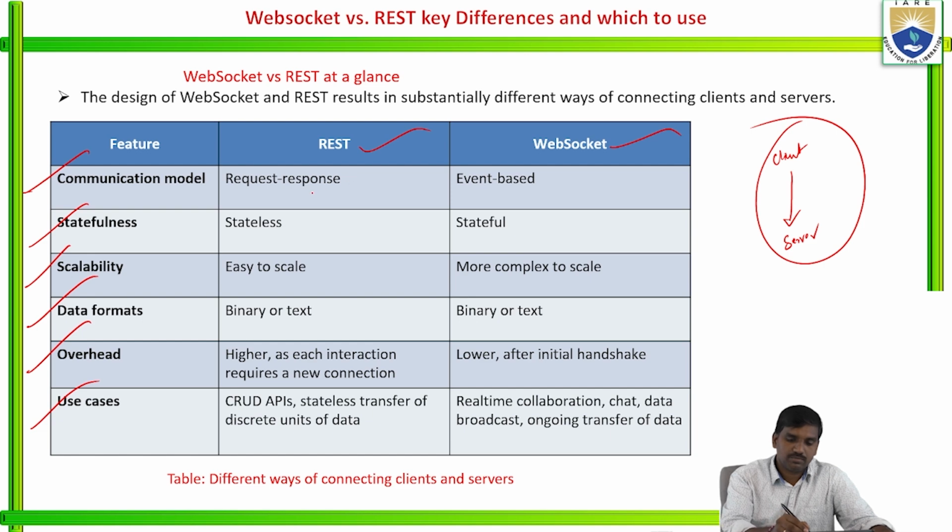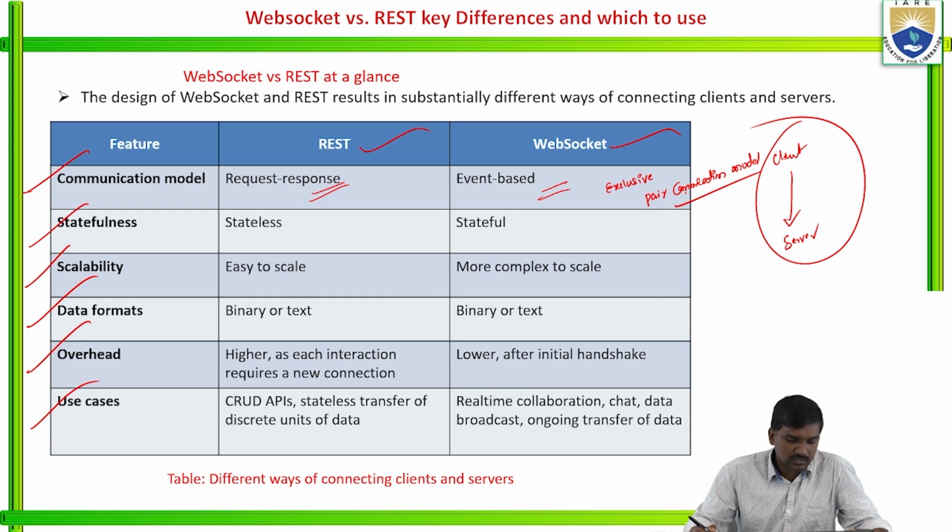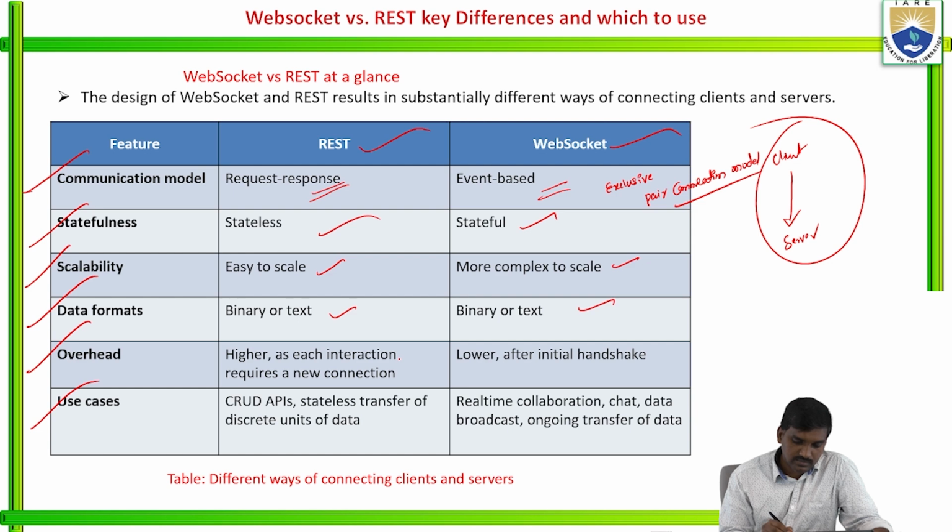Communication model: REST follows a request-response communication model, and WebSocket an event-based, full-duplex communication model. Statefulness: stateless for REST, and stateful for WebSocket API. Scalability: easy to scale for REST, and more complex to scale for WebSocket. Data format: binary or text for WebSocket. Next, in terms of overhead: higher for REST, as each interaction requires a new connection; lower for WebSocket after the initial handshake.